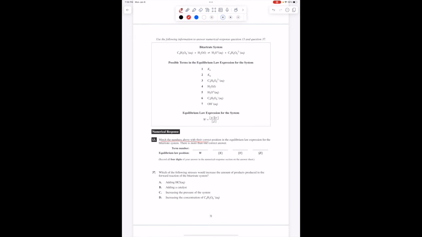Match the numbers above with their correct position in the equilibrium law expression for the bitartrate system. Bitartrate. More than one correct answer. Okay, so equilibrium law expression question. Right, possible terms. Okay. Oh, okay. There's my expression.